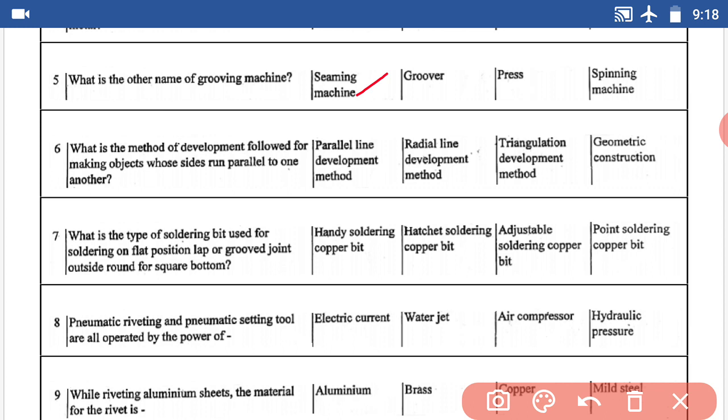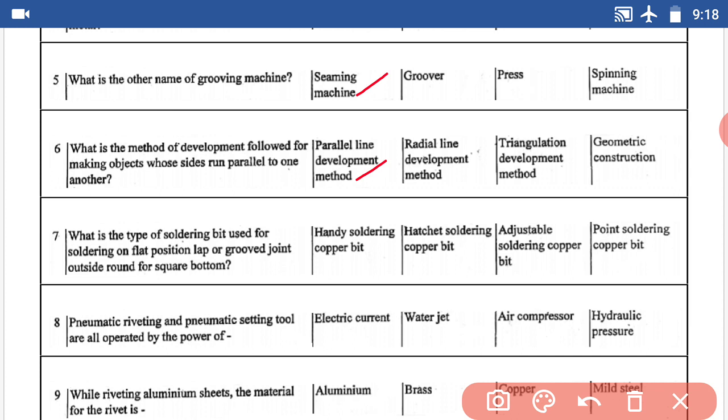Question number 6. What is the method of development followed for making objects whose sides run parallel to one another? The answer is the parallel line development method. Option A is the correct answer.